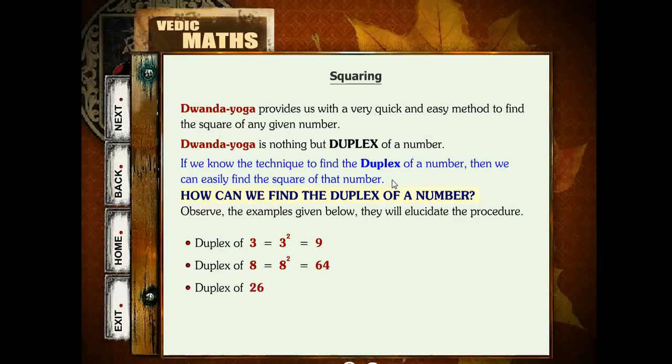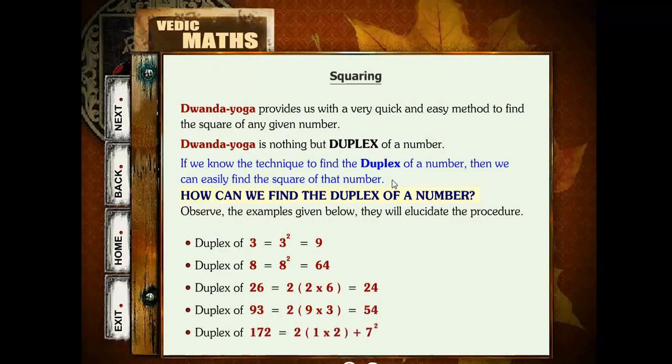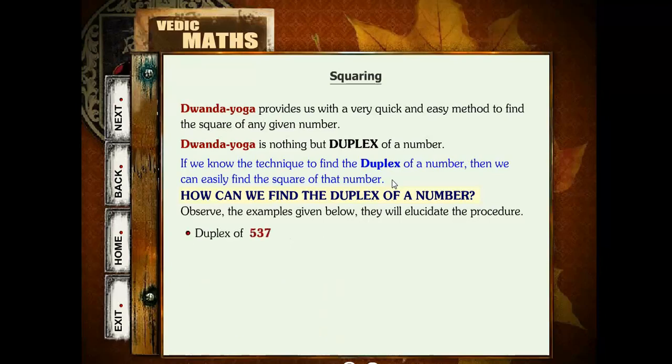Duplex of 26 is equal to 2 into 6 into 2, which is equal to 24. Duplex of 93 is equal to 9 into 3 into 2, which is equal to 54. Duplex of 172 is equal to 1 into 2 into 2 plus 7 square, which is equal to 53. Duplex of 537 is equal to 5 into 7 into 2 plus 3 square, which is equal to 79.